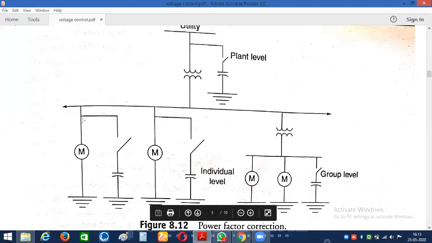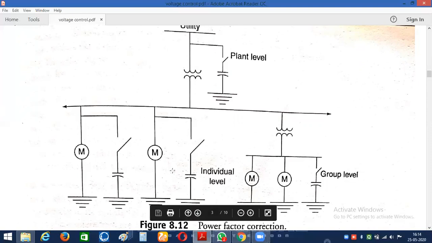Now, by connecting switched capacitors in parallel to this load, what will happen? The capacitor supplies the reactive power, and the reactive power required for this lagging load is going to be supplied by the simple switched capacitors connected in parallel to the load. Whatever lagging power factor and reactive power is required for this induction load or motor is supplied by the equivalent capacitor connected in parallel to this load.